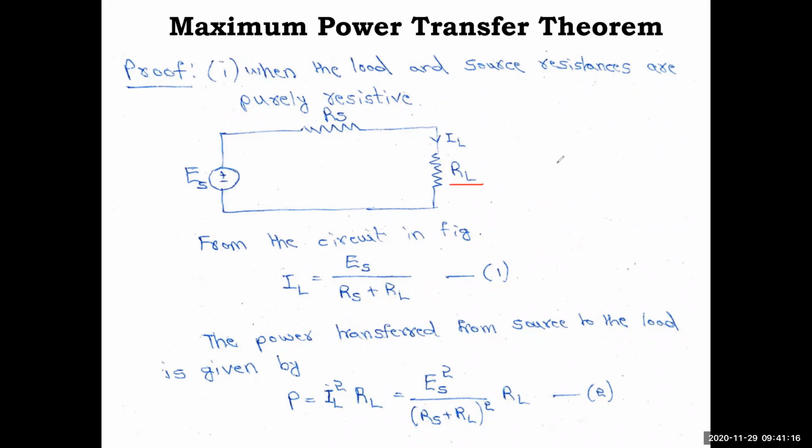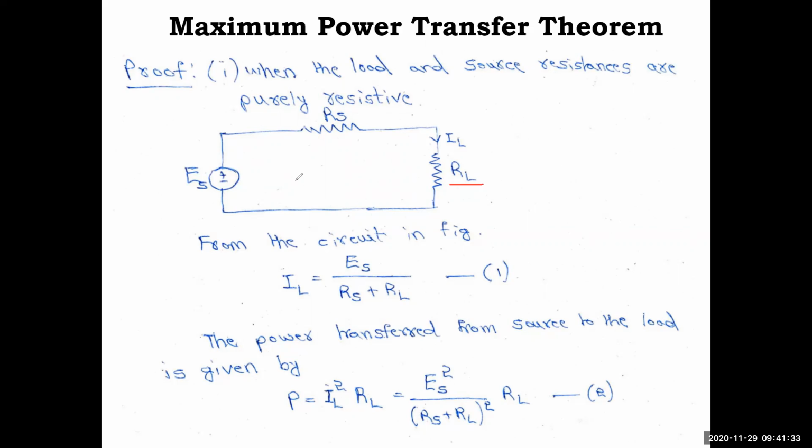We need to find power, which means what? We have to find IL into VL, or IL square into RL, or VL square by RL. That's why IL is the basic equation we require here, and we need to find the maximum power. That instance also we need to find.